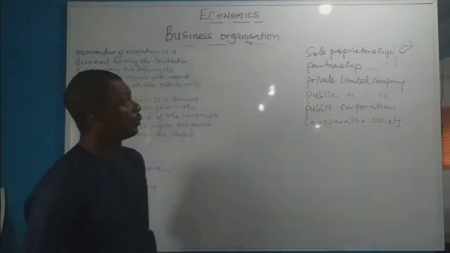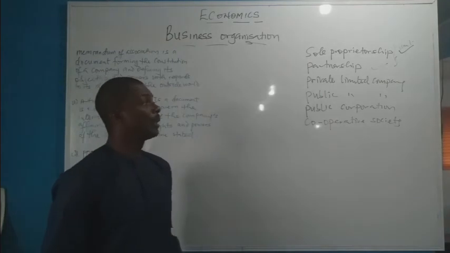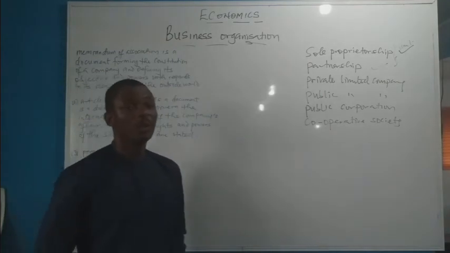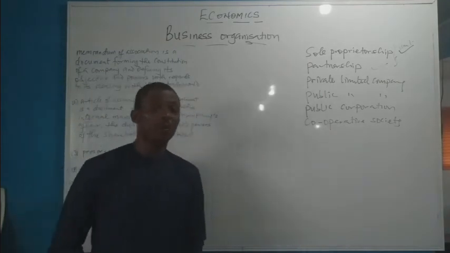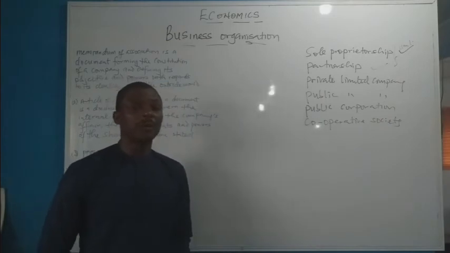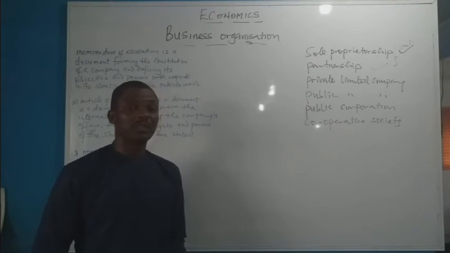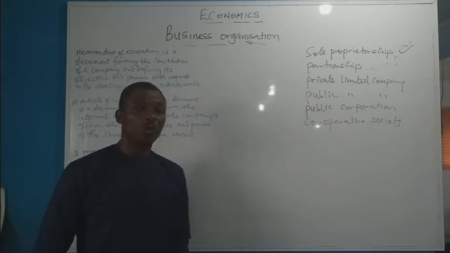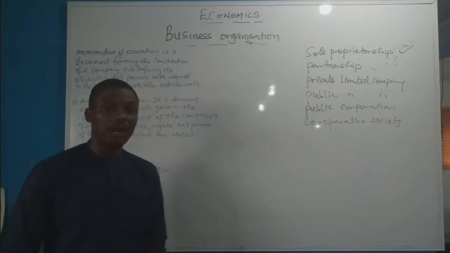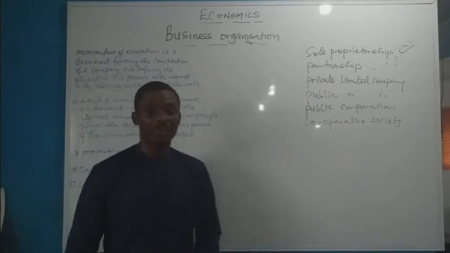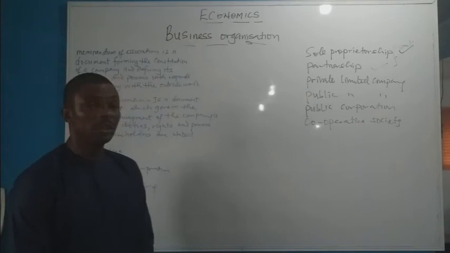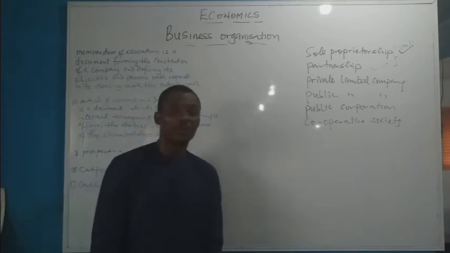Now we'll go straight to the public limited liability company, otherwise known as the joint stock company. A public limited liability company is a company in which its Act allows it to transfer shares to the public, and they have a minimum of 7 and no maximum, and they can transfer shares to other shareholders without the consent of other shareholders.